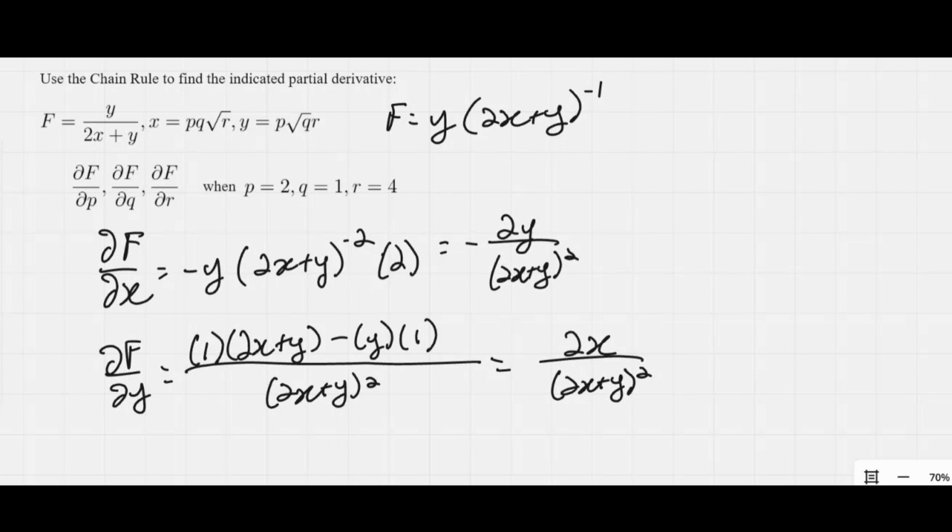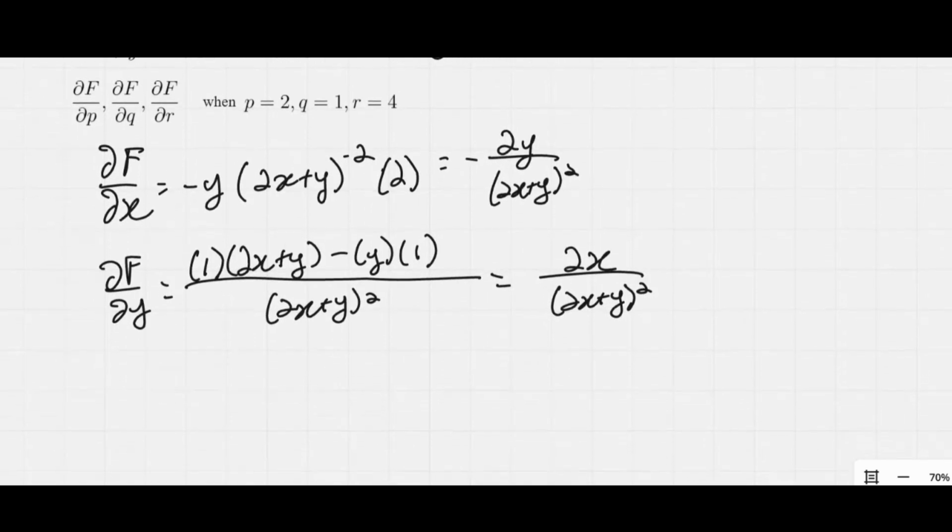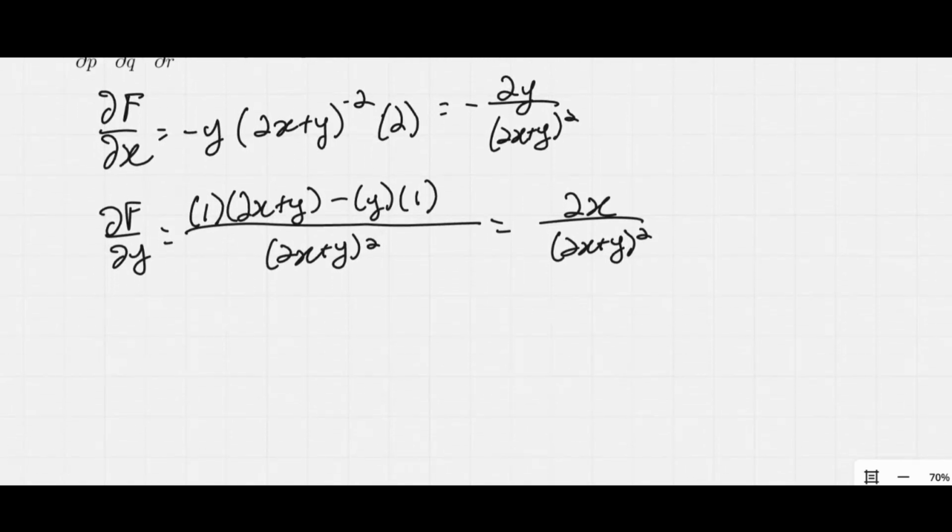Now we have to find the partial of x with respect to p, q, and r, and then we have to do the same for y. This is not going to be as complicated as you think it is, right? Because p, q, and r are just very simply written as p, q, and r, and then that r is in the square root for x.